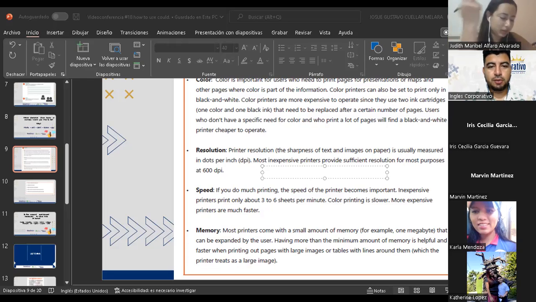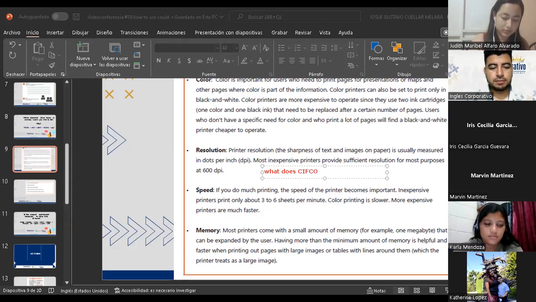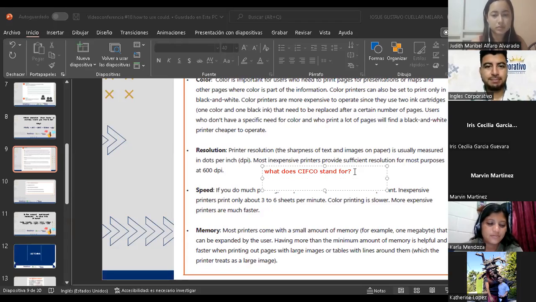Ahora, cuando decimos what does, déjenme ver, estoy buscando abreviaturas, siglas. La frase stand for significa... ¿qué significan? Pero no tanto el significado en inglés y en español, sino ¿qué significan esas letras? CIFCO, Centro Internacional de Ferias y Convención. What does look?